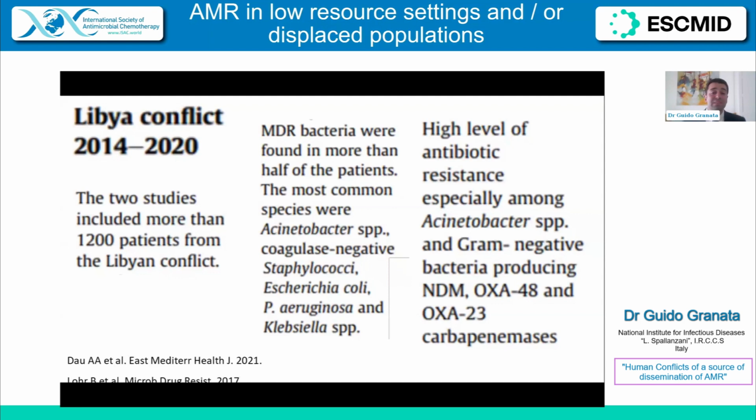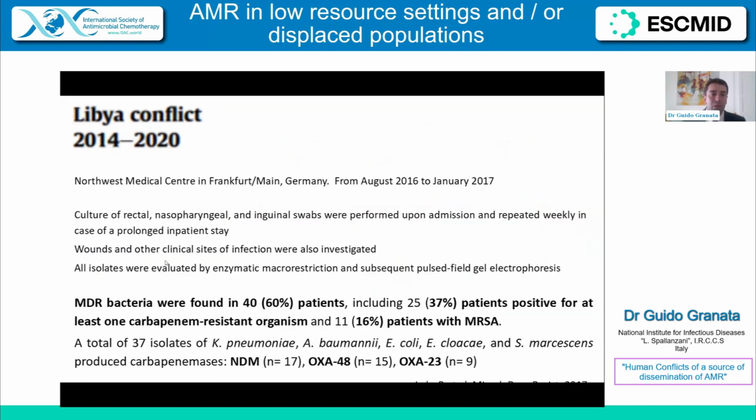And for the first time in a war zone, the presence of gram-negative bacteria producing New Delhi metallo-beta-lactamases and also OXA-48 carbapenemases was described, which are dreadful enzymes causing pan-drug resistance nowadays. This is the study highlighting the high rate of multi-drug resistant bacteria in patients and soldiers coming from the Libya conflict. And again, it identified New Delhi metallo-beta-lactamases and OXA-48 carbapenemases.